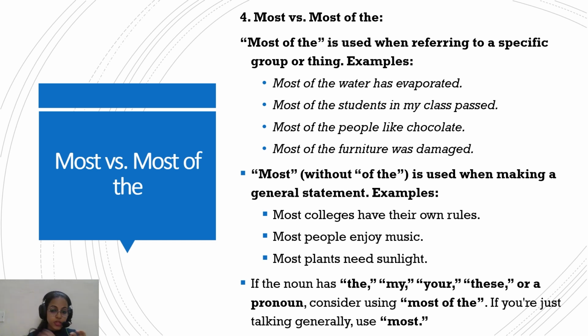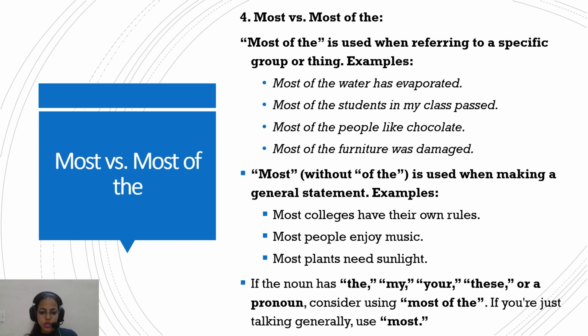When we say most without of the, it is used for making general statements. So most colleges have their own rules. This is not a very specific statement. We do not have a very small pool like we had in the previous most of the. Most people enjoy music, some dance, some chill, some read. So it's more generic. Most plants need sunlight. Again, it's quite generic. When we are saying most of the water, it is more specific. Okay. Also, if the noun has the, my, your, these, or such pronouns, then most of the can be used. And if you're just talking generally, use most.